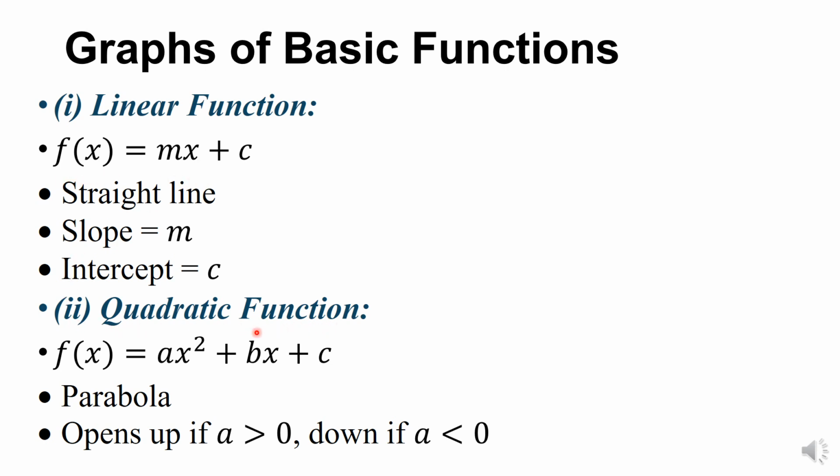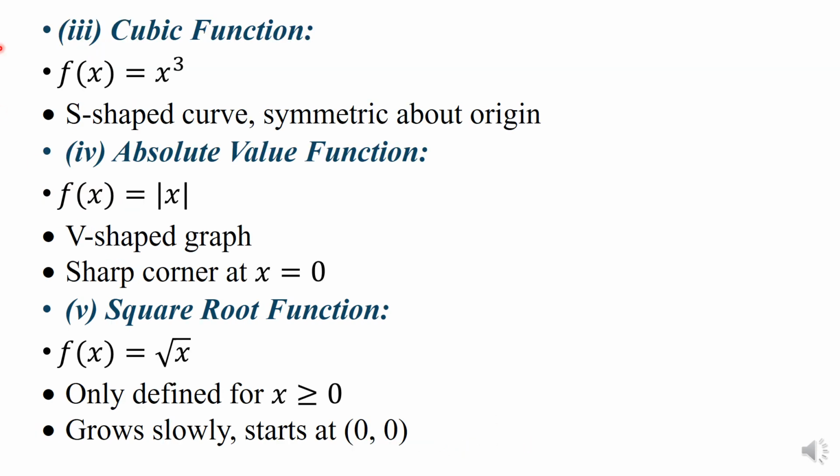Quadratic functions: f(x) = ax² + bx + c. This is a quadratic function. Parabola, opens up if a is greater than 0, down if a is less than 0. Cubic functions: f(x) = x³. S-shaped, curved, symmetric about the origin.